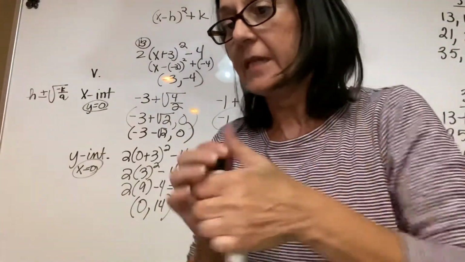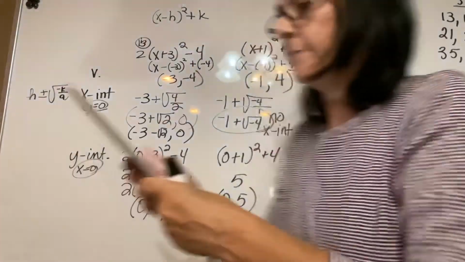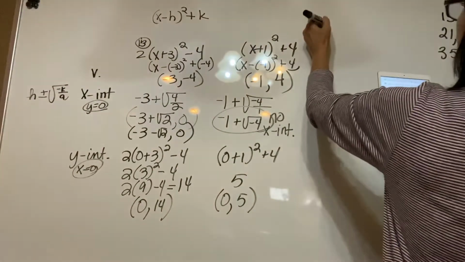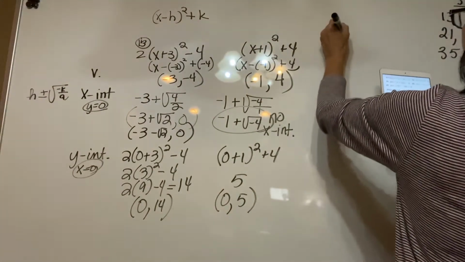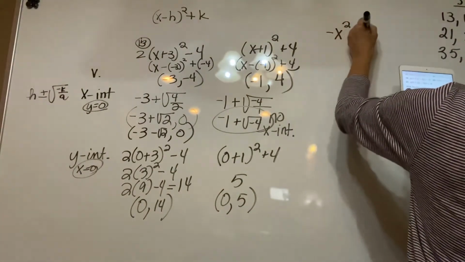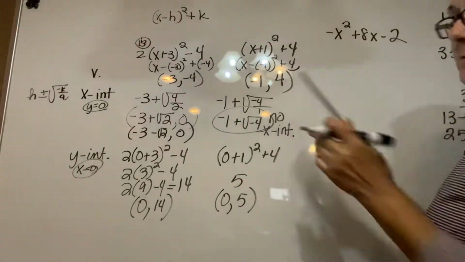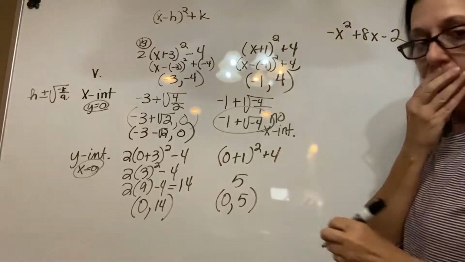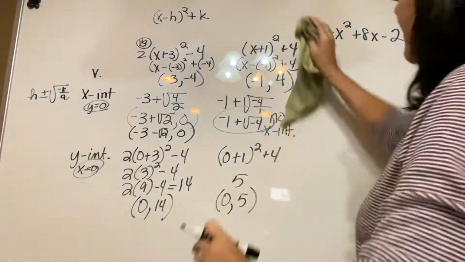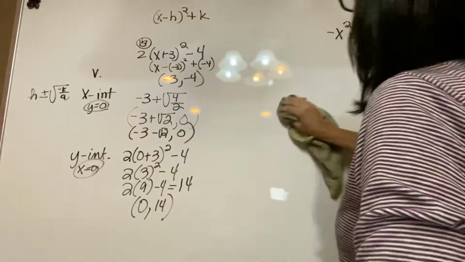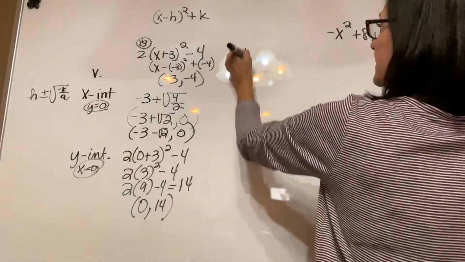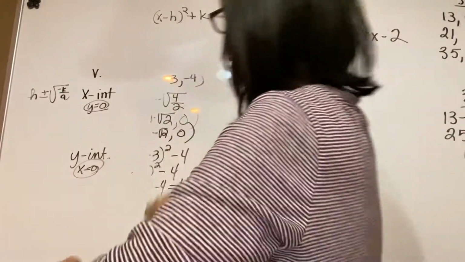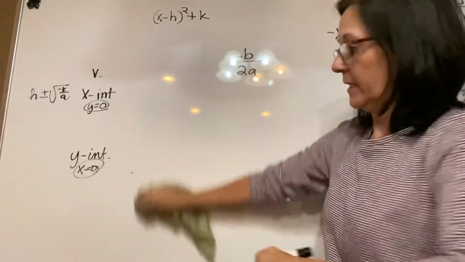Number 17 is in polynomial form. It's negative x squared plus 8x minus 2. Our vertex, I am going to erase this. Our vertex, guys, is the opposite of b over 2a. And then you plug that in and you solve for the y value.